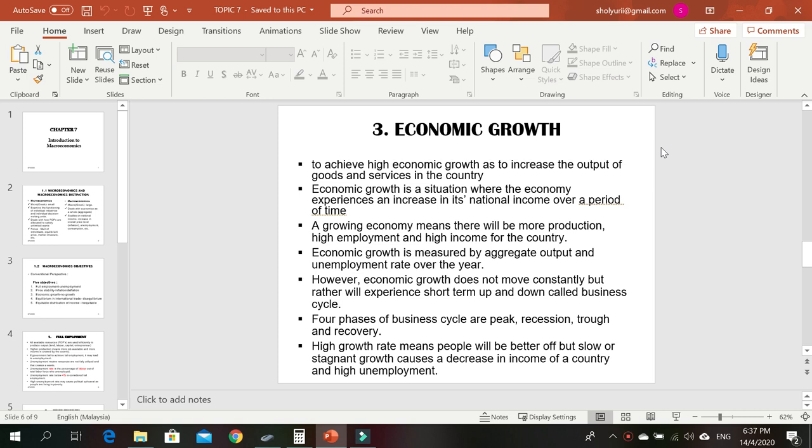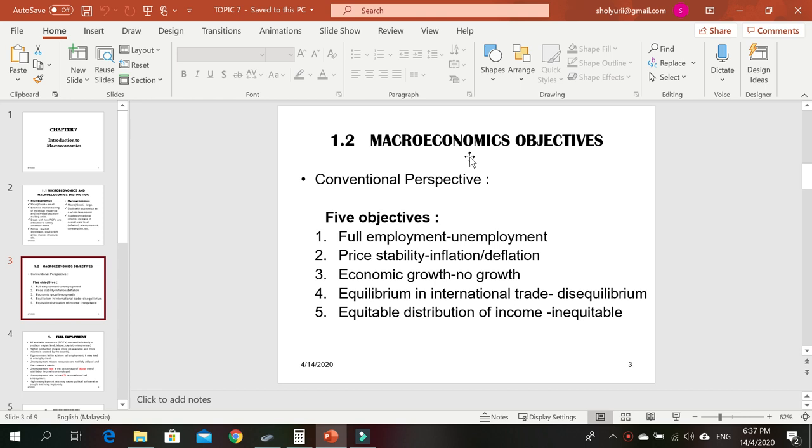Assalamualaikum warahmatullahi wabarakatuh. Kita proceed habiskan chapter 7 because before this saya cuma explain dua objektif macroeconomic, iaitu full employment and price stability, so that you can do your assignment. So I'll proceed with economic growth, equilibrium in international trade, then juga equitable distribution of income.